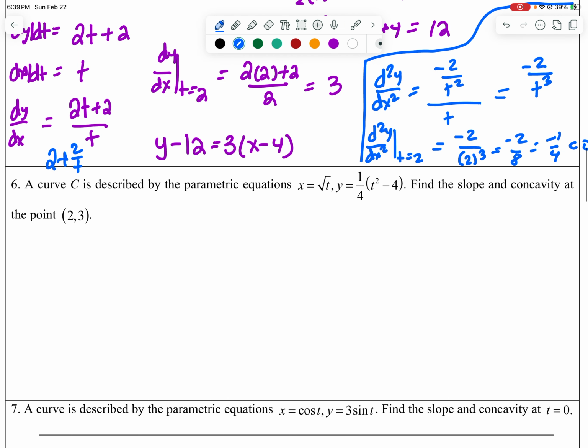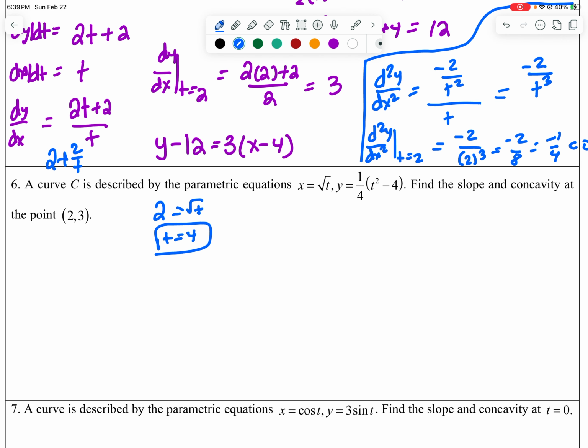All right, for number 6, they already gave us the Cartesian coordinates, the rectangular coordinates. But we kind of need to figure out what t is so that whenever we take the second derivative, we could plug in t since we don't know what that is. So what I'm going to do here is just plug in 2 for x and then solve for t. And then that's just going to give me 4. So t is going to be 4.